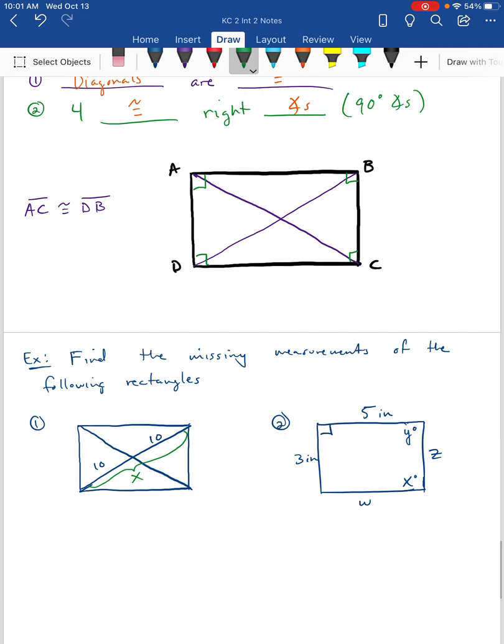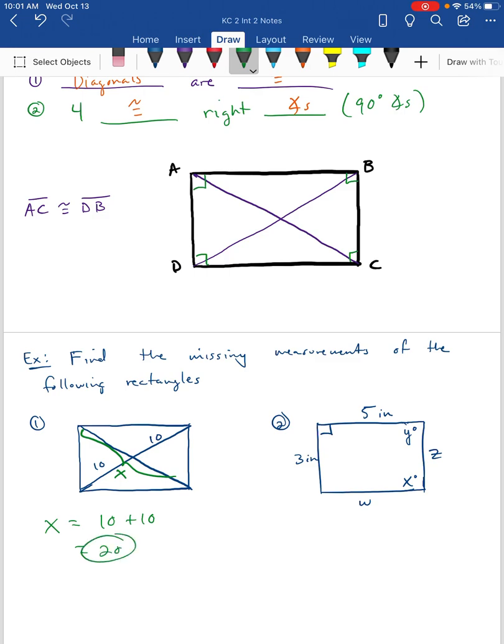Okay, so for number 1, I give you that part of the diagonal, or half diagonal, is 10, the other half is 10. I want to find, and I did this in the wrong place, I want to find this diagonal. That is my x. So, again, diagonals are congruent. So x is equal to just 10 plus 10, which is 20.